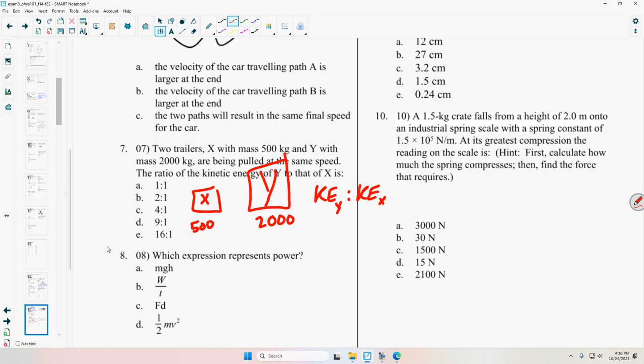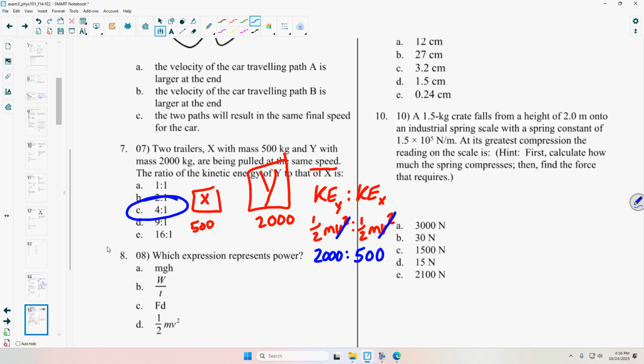I know that the kinetic energy is 1/2 mv squared and 1/2 mv squared. So it says that the speeds are the same. So I don't need to be concerned about the speeds. Those are the same. I just want to know what is the ratio now of the masses. And the masses are 2,000 to 500. If I divide through both sides by 500, that is a 4-to-1 ratio.